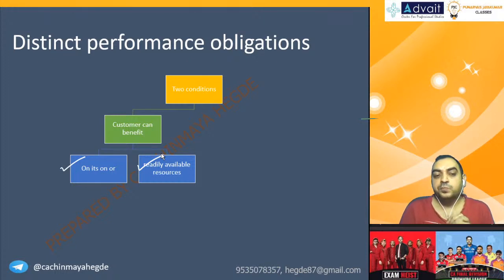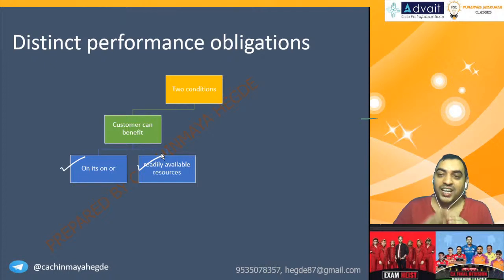For example, newspaper. Today you get the newspaper, today only you got the benefit. You don't require, oh, I should read every day newspaper, otherwise today's newspaper is waste. Nothing like that. So the customer can make use of the product on its own without any dependence, therefore it is distinct, compared with other things.